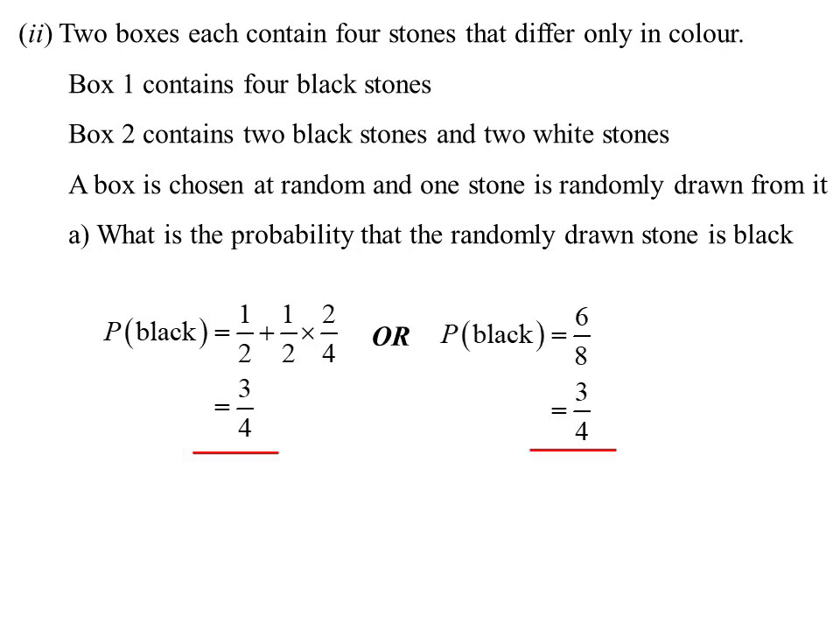Of course, the other way I could do it is the probability of black. Well, there are 6 stones that are black overall. And because the probability of picking the boxes was equally likely, it really doesn't matter whether the boxes are separate or together. It's still the same as if it had been one big box and I pull out a stone and we get 6 out of 8, 3/4.